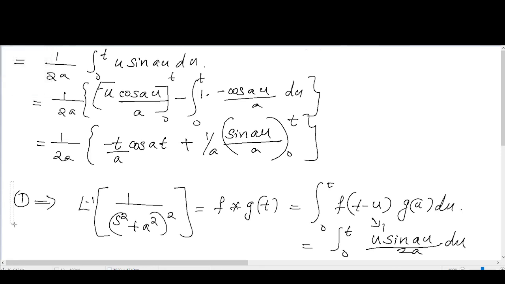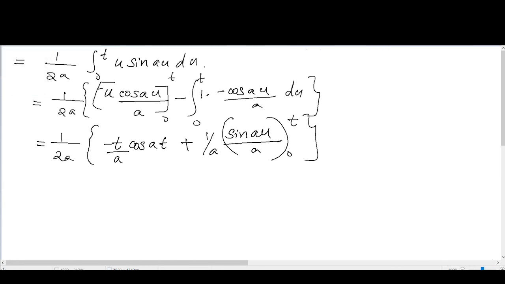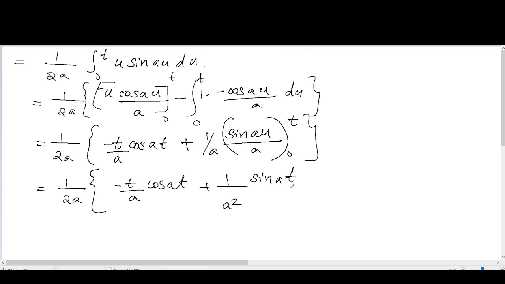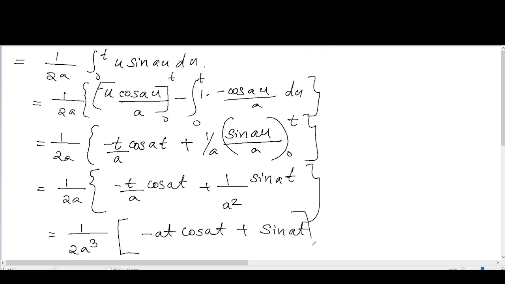Now that is equal to 1 by 2a, minus t by a cos a t plus 1 by a square, then here you have sin a t, then sin 0 is 0. So the final answer is 1 by 2a cube into minus a t cos a t plus sin a t. So this is the required answer.